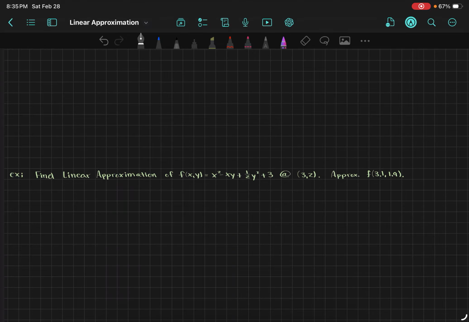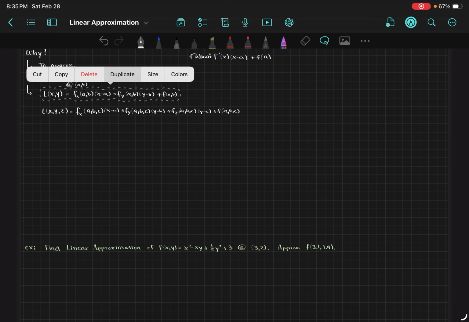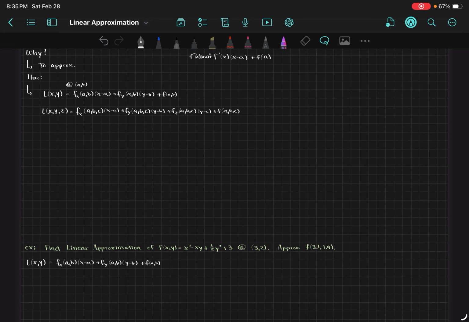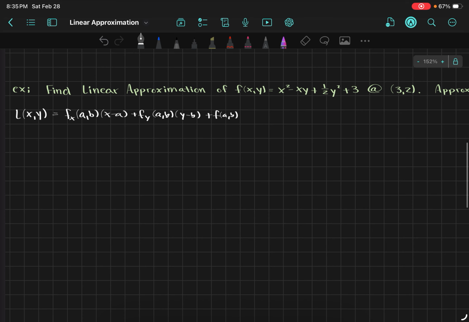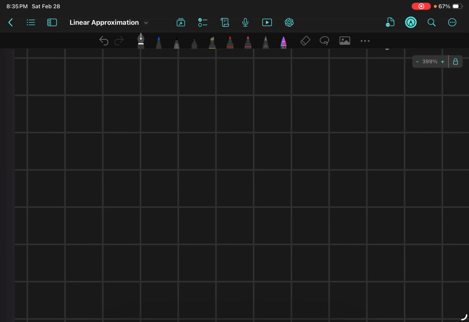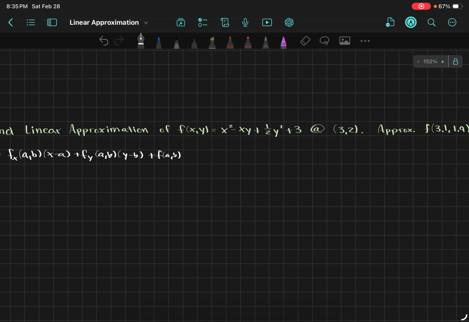So what's our linear approximation formula for x, y? Let's go up here and duplicate this, copy and bring it down. Let's find our two partials at this point a, b, or 3, 2. Our partial of x is going to equal, what is it going to be equal to? 2x minus y, I believe.